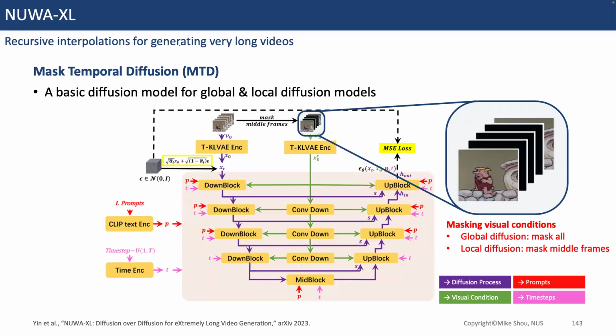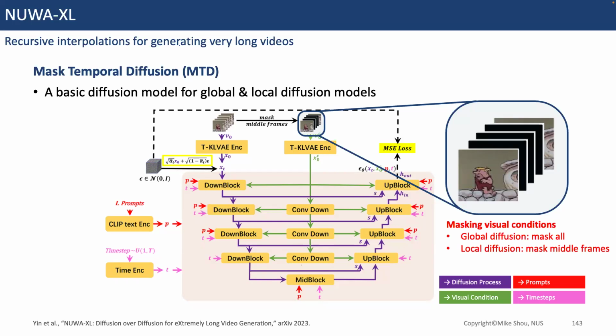In terms of the model design, they aim to have the global and local diffusion models under the same underlying architectures. So the key difference is in the input conditions. For the global diffusion models, they mask everything. So it generates a keyframe based only on the text prompt without any additional frame information.